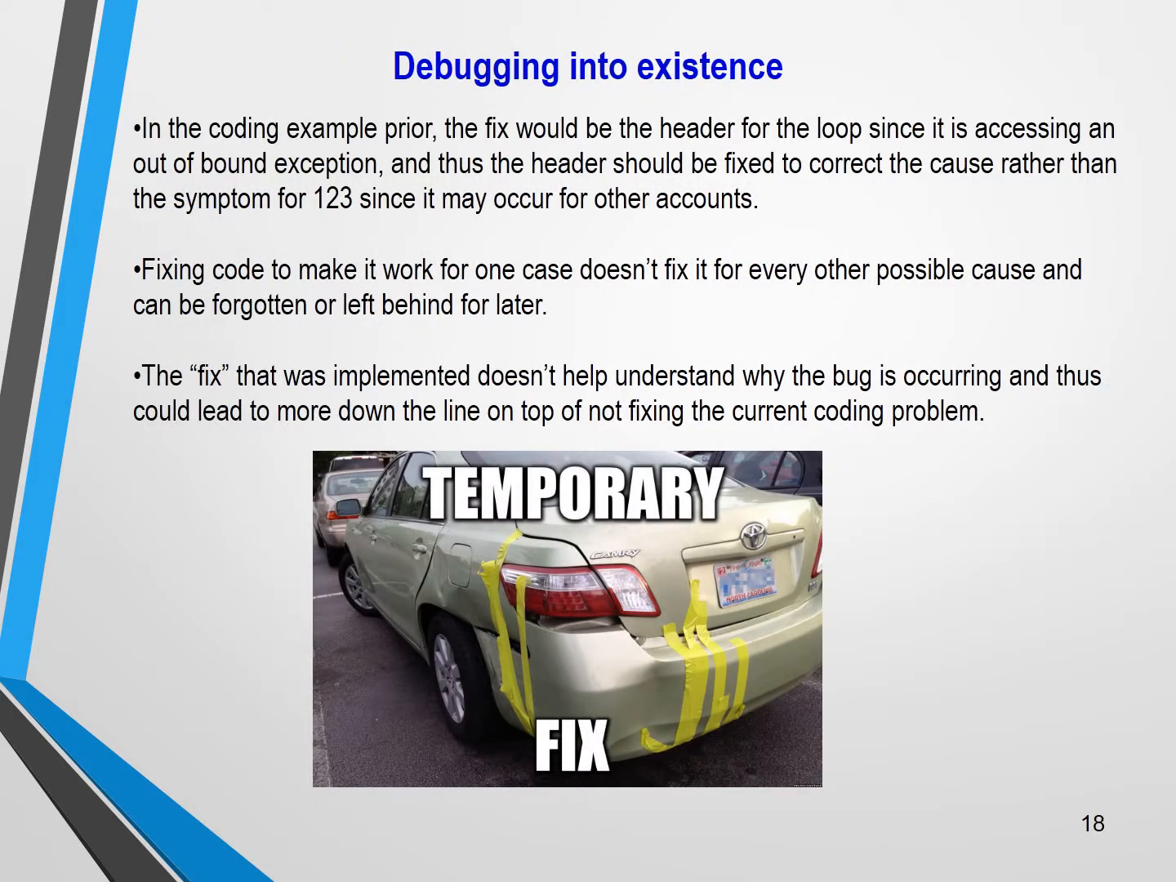Debugging into existence. In the coding example prior, the fix would be the header for the for loop, since it is accessing an out-of-bound exception, and thus the header should be fixed to correct the cause rather than the symptom for 1, 2, 3, since it may occur for other accounts. Fixing code to make it work for one case doesn't fix it for every other possible cause, and can be forgotten or left behind for later. The fix that was implemented doesn't help understand why the bug is occurring, and thus could lead to more down the line on top of not fixing the current coding problem.